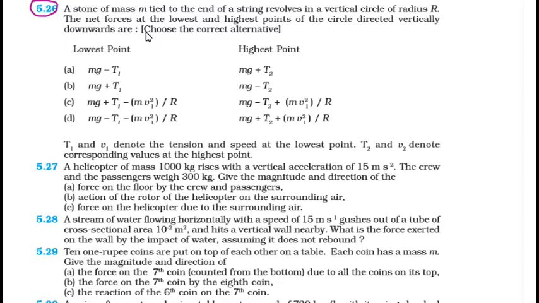B: mg plus T1, mg minus T2. C: mg plus T1 minus mv1 square upon R, mg minus T2 plus mv1 square upon R. D: mg minus T1 minus mv1 square upon R. T1 and V1 denote the tension and speed at the lowest point. T2 and V2 denote the corresponding values at the highest point. Now let us see the solution.